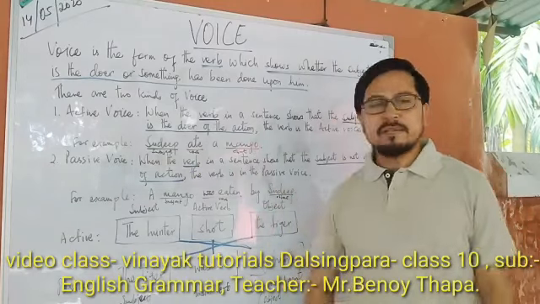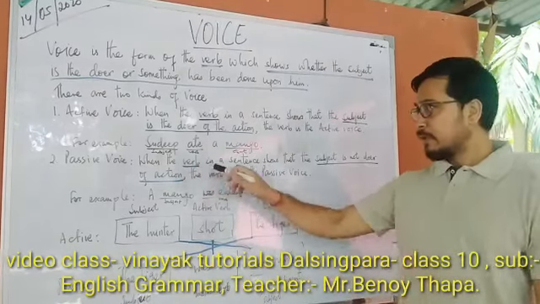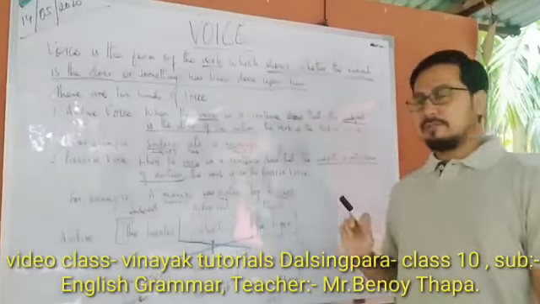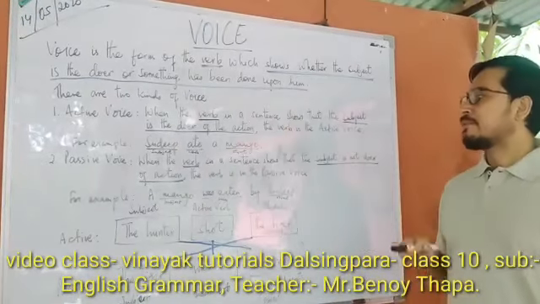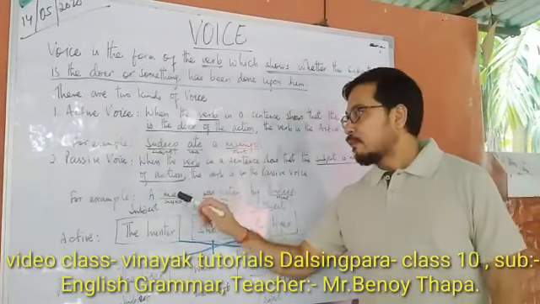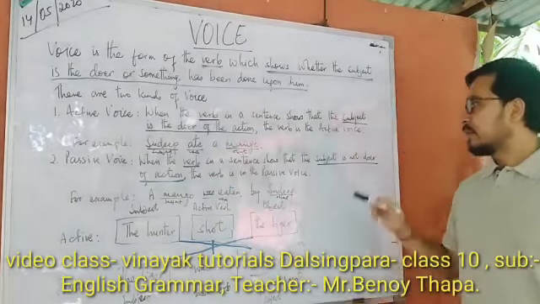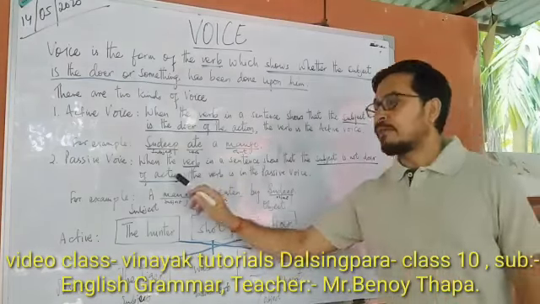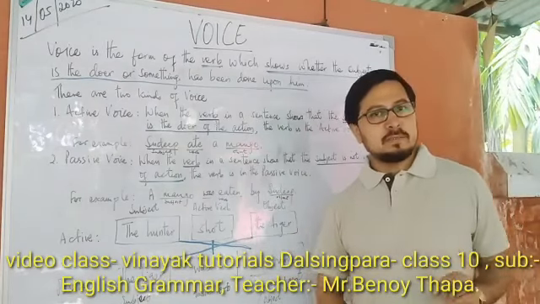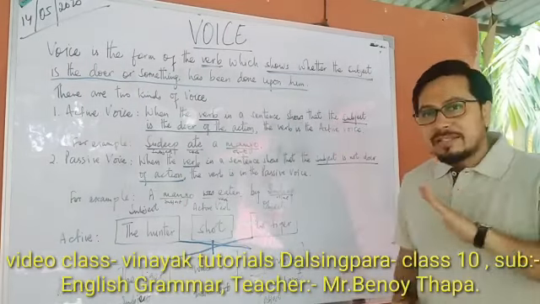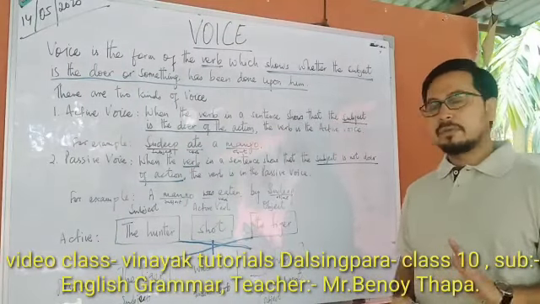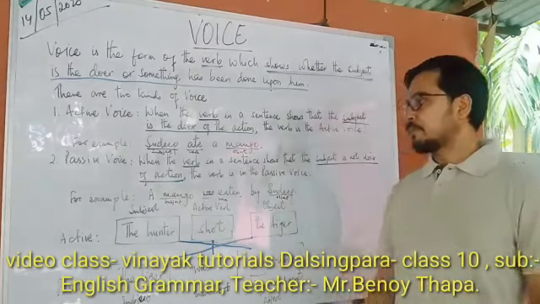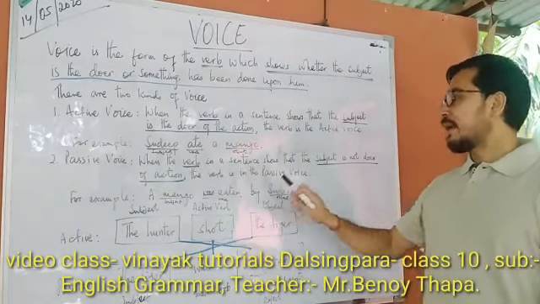Now if you go to passive voice, when the verb in a sentence shows that the subject is not the doer of action, the verb is in the passive voice. Now in the passive voice, what happens? The verb shows that the subject is not the doer of action. Again I'm going to explain, the subject has not done anything here. Now look at the example: A mango was eaten by Sudeep.